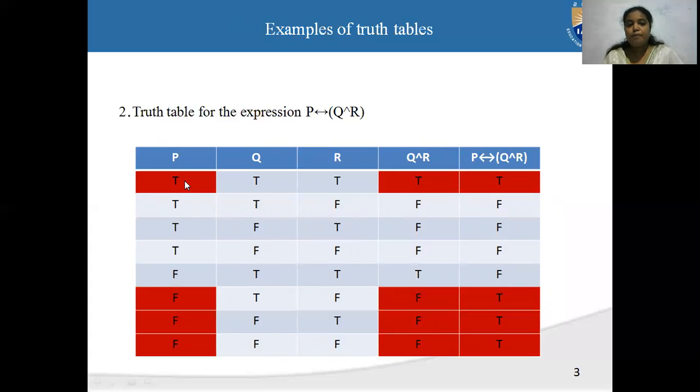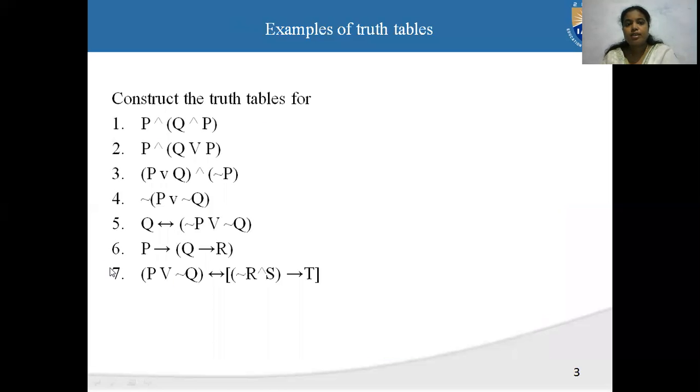In the biconditional, if both values are the same, then the result will be true, otherwise it is false. If it is true follows true, true. If it is false follows false, then the result will also be true. So this is the truth table example for the biconditional statement. You have to take these 7 problems, practice and construct more truth tables. Practice based on the rules you have to remember.